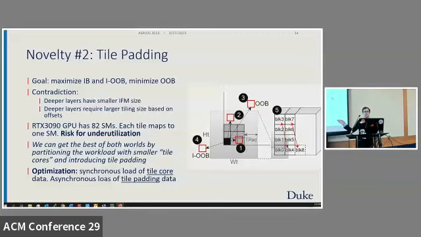There's a really quick optimization here that we can essentially enforce a synchronous load of the tile core, and that's the part that's not the padding, and then do an asynchronous load of tile padding. That way, we can perform the offset convolution as soon as possible.